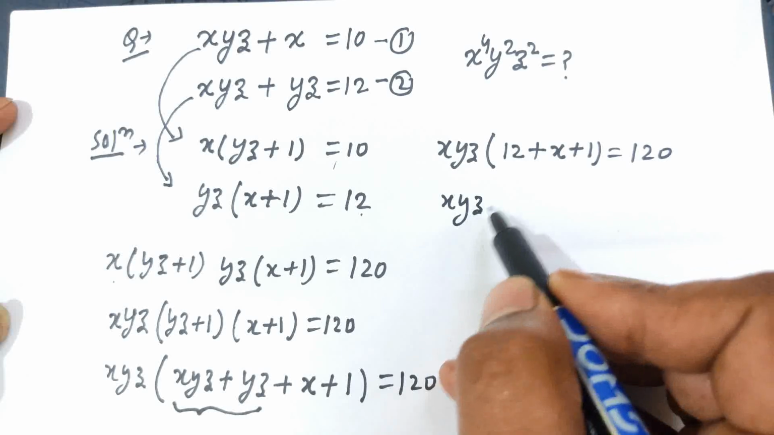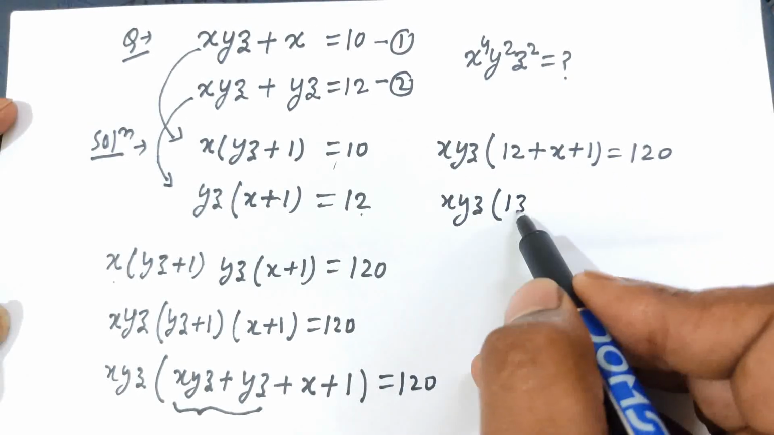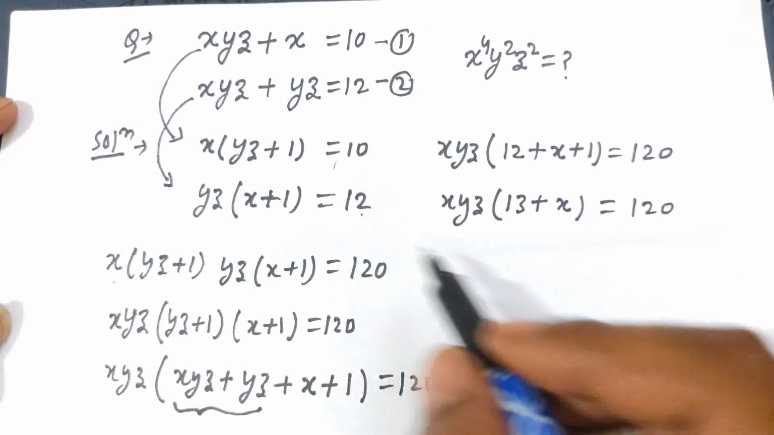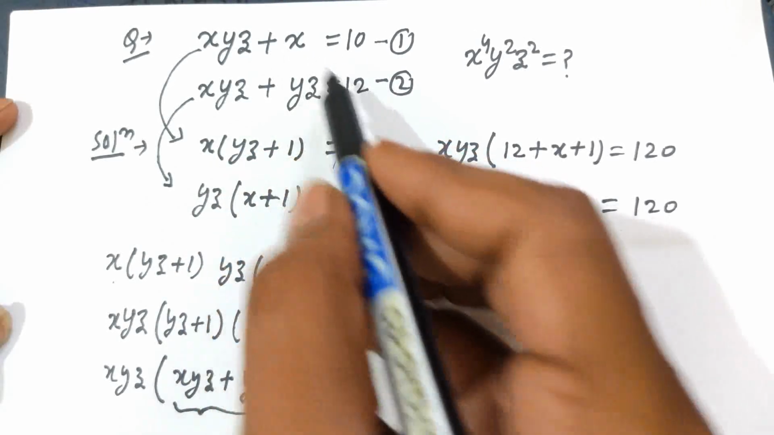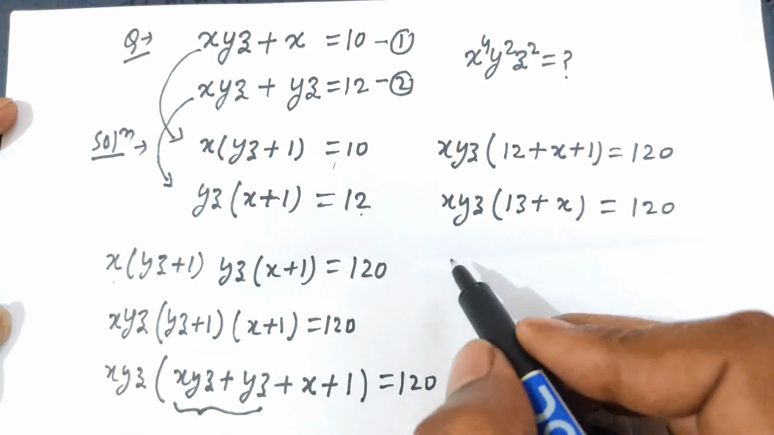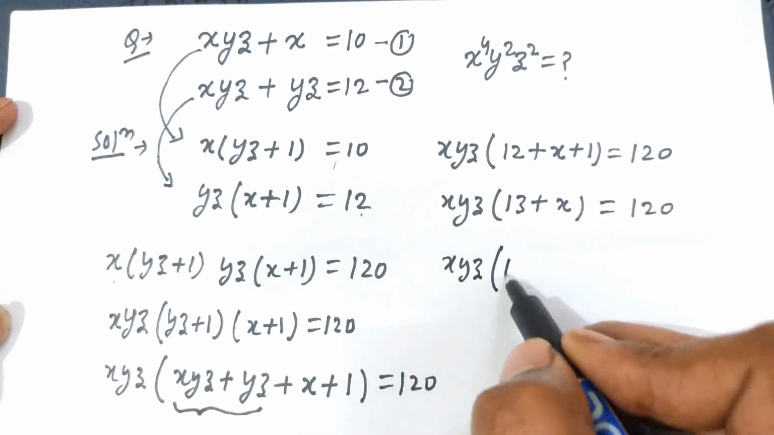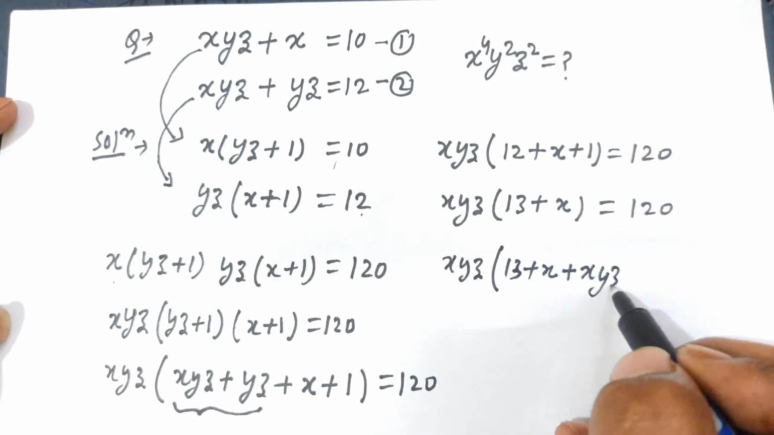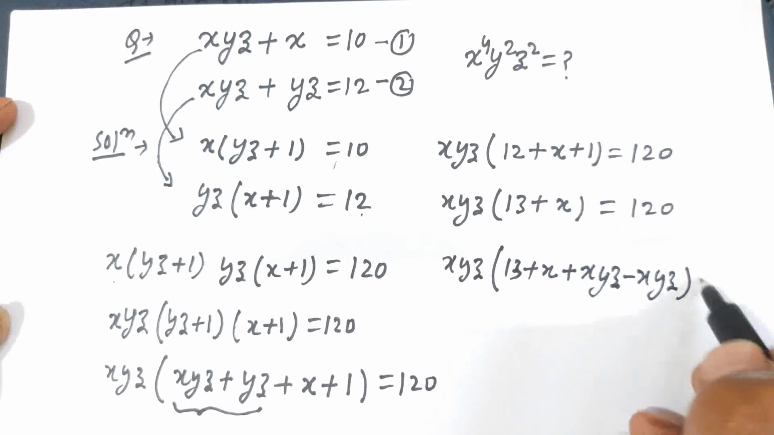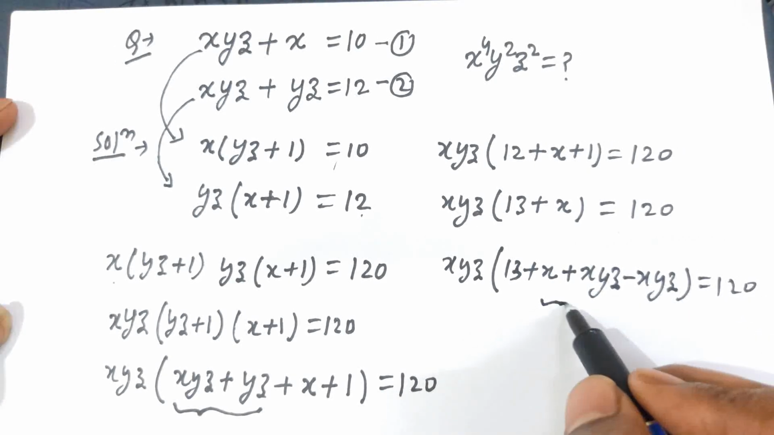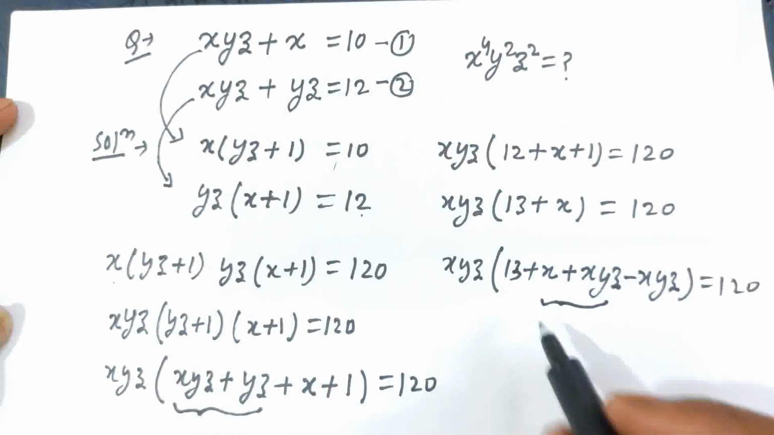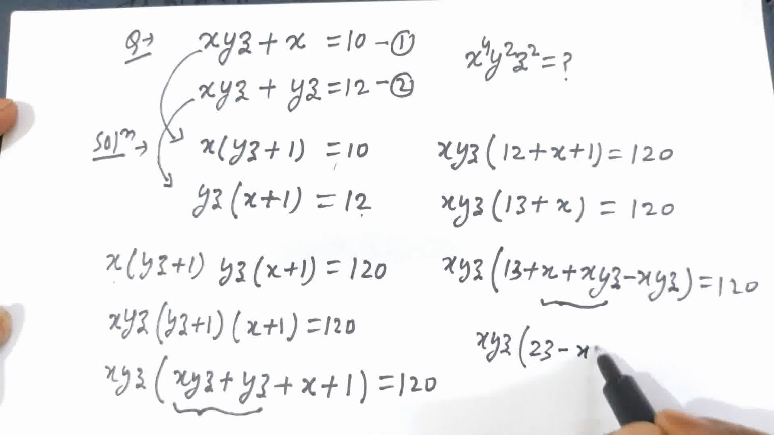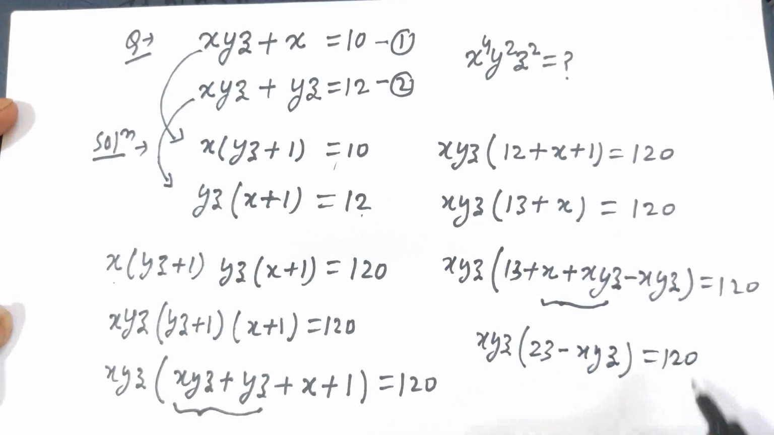Now x times y times z, 12 plus 1, 13, plus x, and this is equal to 120. Here we know that the value of x times y times z plus x is equal to 10. Now x times y times z, here 13 plus x. First if we add x times y times z and then subtract x times y times z, and this is equal to 120. Now the value of this expression is 10. Then here x times y times z, 13 plus 10, that is 23, minus x times y times z, and this is equal to 120.